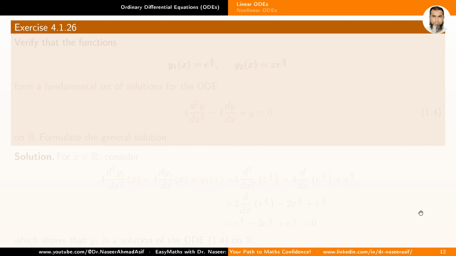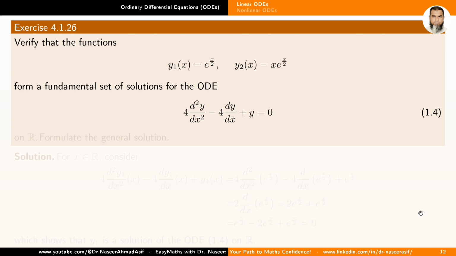Well, see another exercise. Verify that the functions y1 of x equal to e^(x/2) and y2 of x equal to x e^(x/2) form a fundamental set of solutions for the ODE 4 d²y/dx² minus 4 dy/dx plus y is equal to 0 on R. Formulate the general solution. Well, see solution.